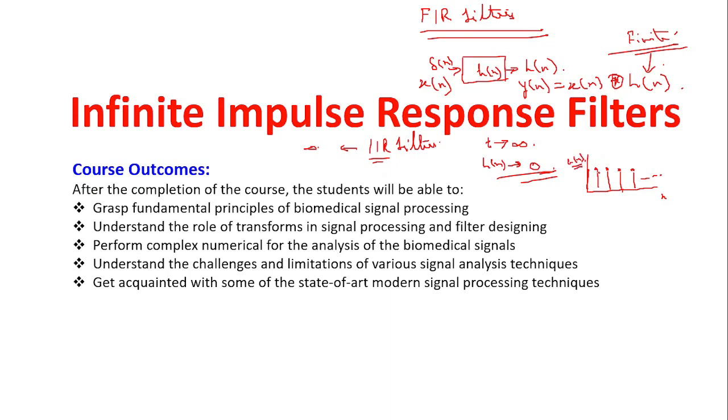Okay, so what happens over here? It is not growing out of bound, so it is not unstable, and also it is not coming down to 0. So you cannot say it is a stable filter. Such kinds of filters are regarded as neither stable nor unstable filters. In other words, you can say marginally stable filters.